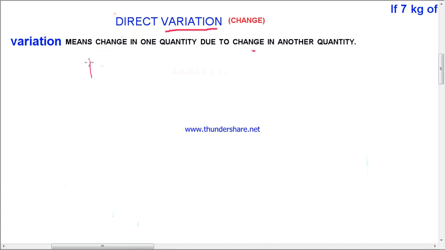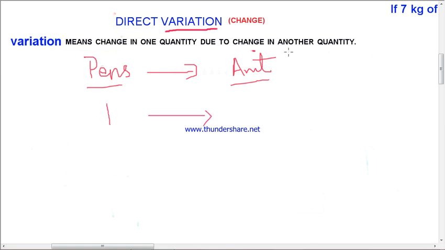Okay, let's take pens, and then let's talk about amount. The definition says change in one quantity due to change in another quantity. There are two quantities over here, so I have taken my first quantity as pens and second quantity as amount. Let's write the values. Let's say 1 pen costs rupees 10. This is in the form of rupees.